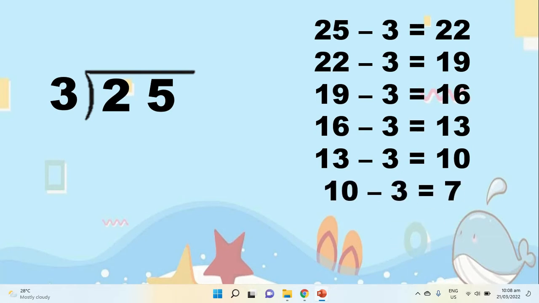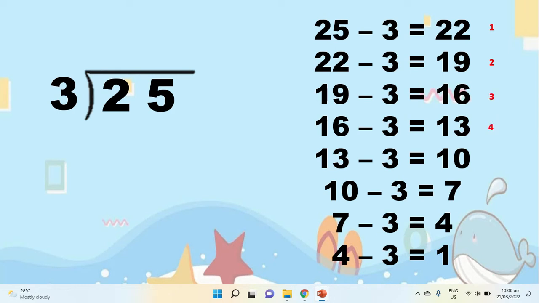10 minus 3 is equals 7. 7 minus 3 is equals 4. 4 minus 3 is equals 1. So let's count how many times we subtracted: 1 time, 2 times, 3 times, 4 times, 5, 6, 7, 8. So we subtracted 8 times. So we will put 8 above the 5 of 25.